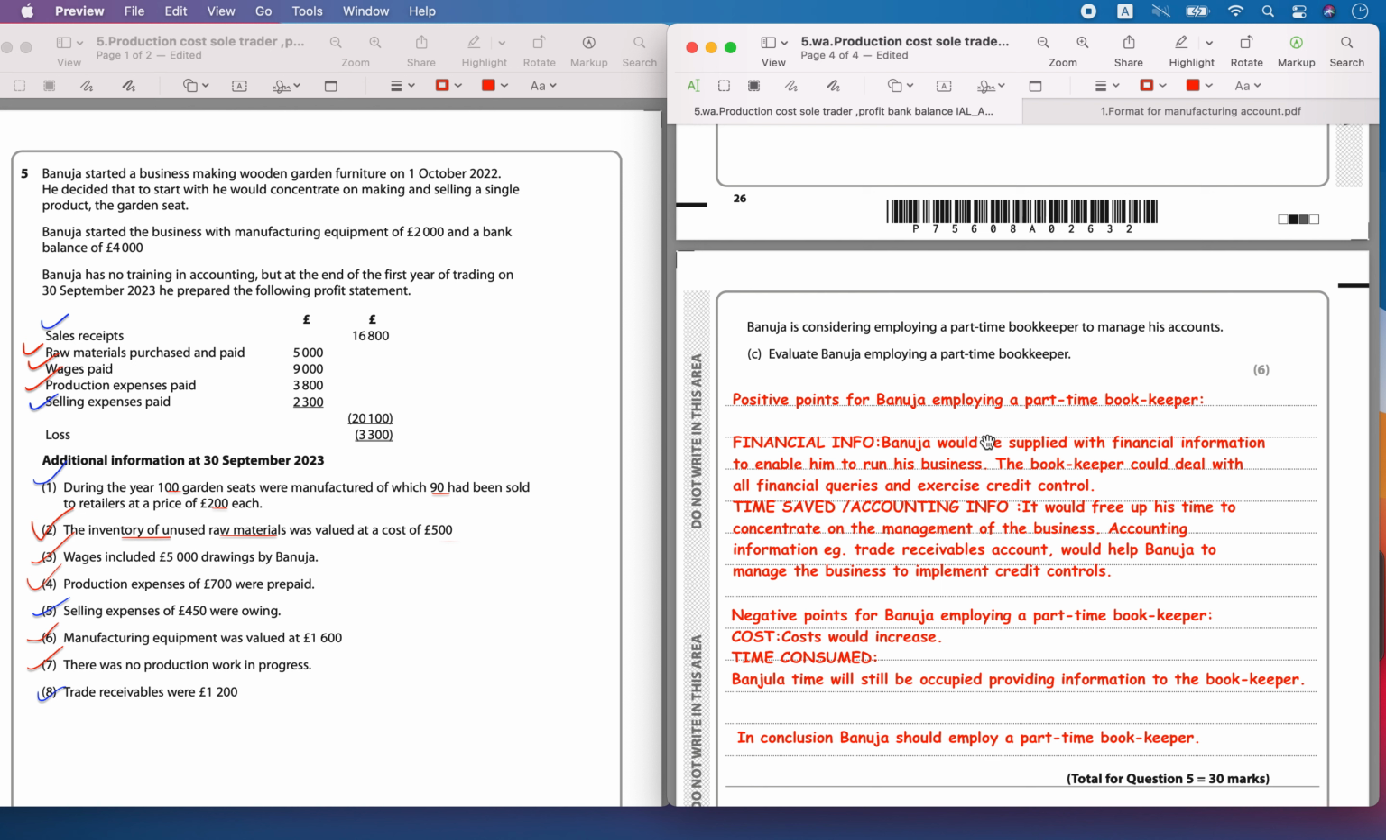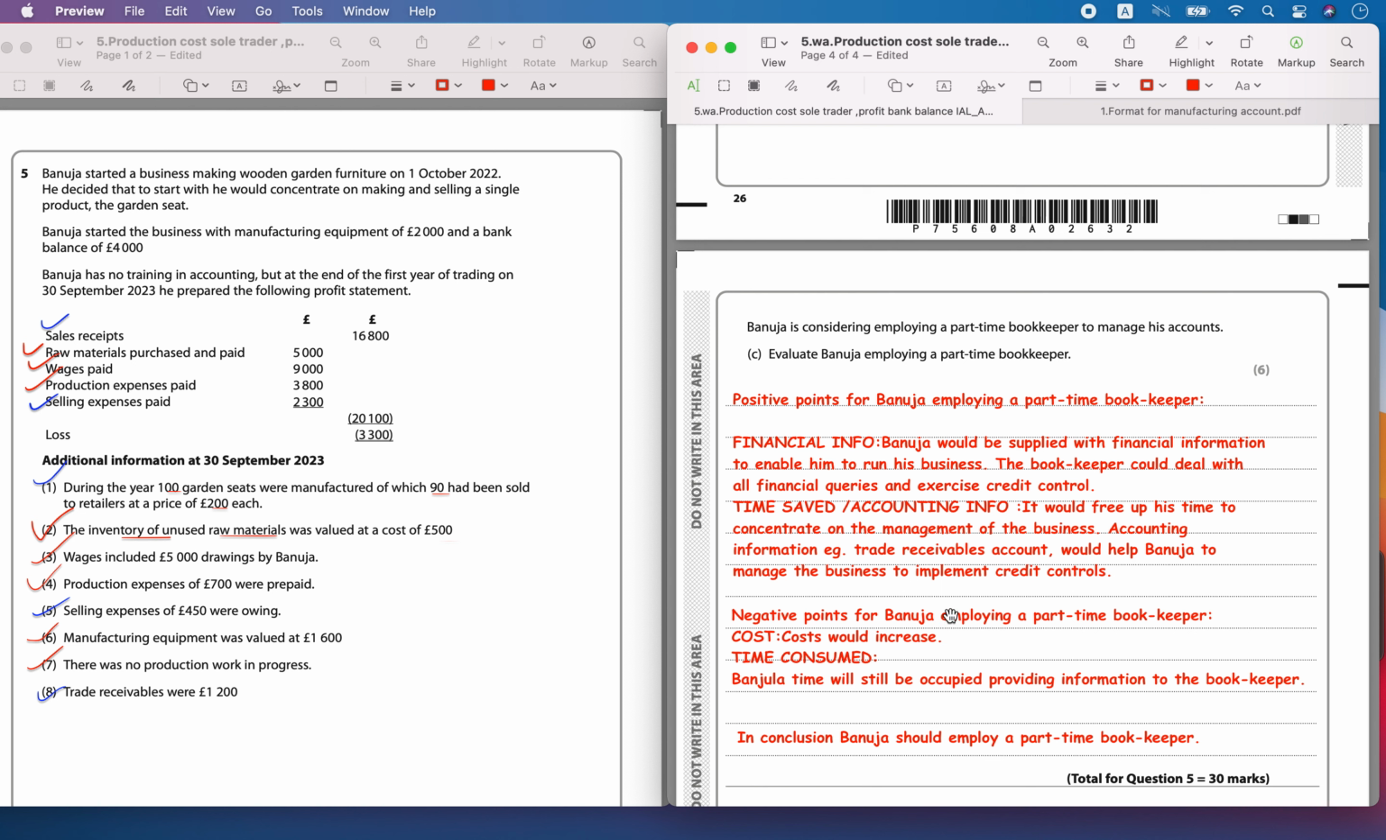Banuja would be supplied with financial information by the bookkeeper to enable him to run his business. He can also address all financial queries and exercise credit control policies so that this 1,200 can be received. It would also free up Banuja's time to concentrate on the management of the business. Accounting information, for example trade receivables, would help him to manage the business, implement any credit control policy, or know how to reduce his selling expenses.